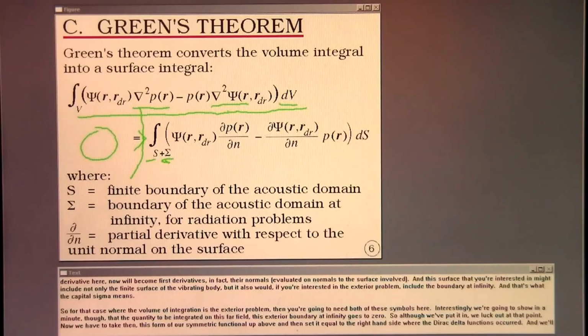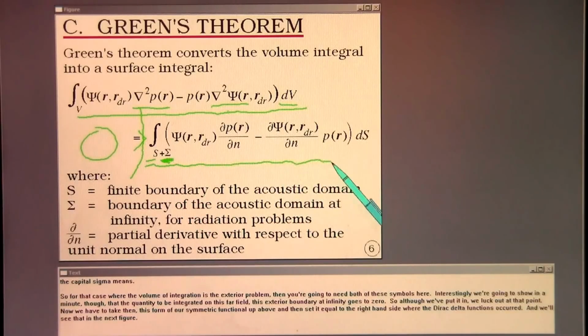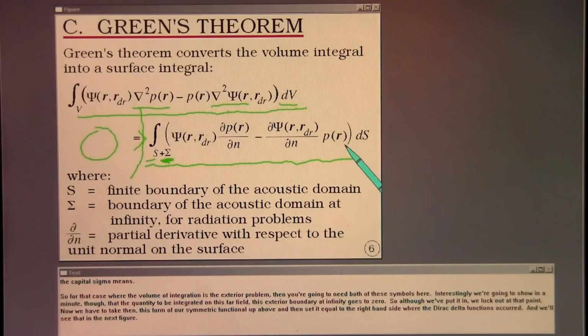Interestingly, we're going to show in a minute, though, that the quantity to be integrated on this far field, this exterior boundary at infinity, goes to 0. So although we've put it in, we luck out at that point. Now, we have to take this form of our symmetric functional up above and set it equal to the right-hand side where the Dirac delta functions occurred, and you'll see that in the next figure.